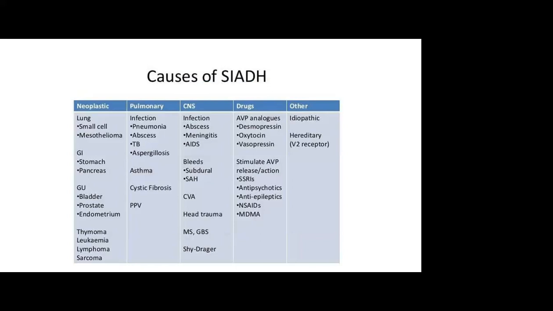There are many causes of SIADH, but just to mention the important ones. It can present as a paraneoplastic manifestation in neoplastic processes, especially lung cancers, especially small cell carcinoma. Pulmonary infections such as tuberculosis, abscess, and aspergillosis can be associated with it. Central nervous system infections such as meningitis, and bleeds. Drugs, which are AVP analogs or ones that stimulate AVP action. The analogs would be desmopressin, oxytocin, and vasopressin, and the antiepileptics, the SSRIs, and the NSAIDs can actually augment the action of ADH, and others as well.